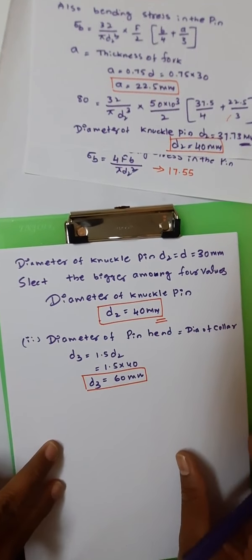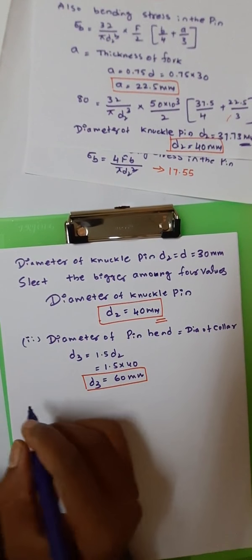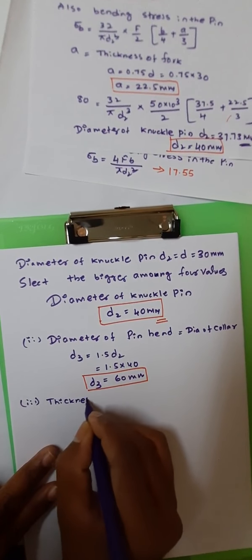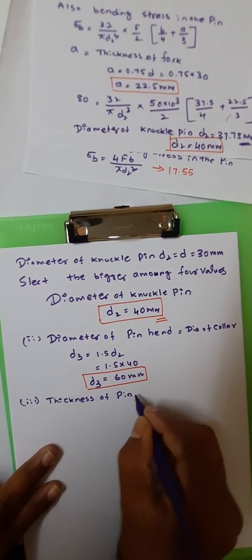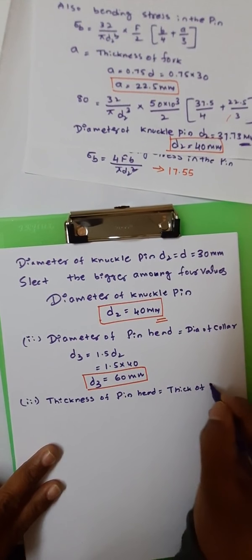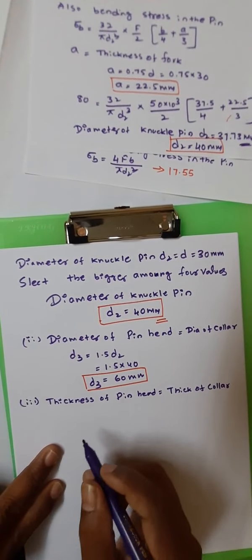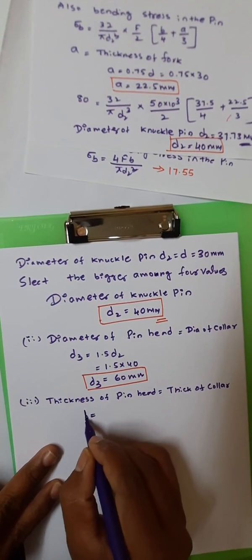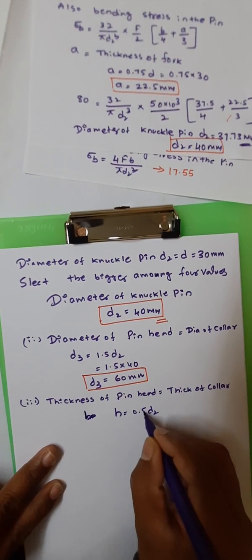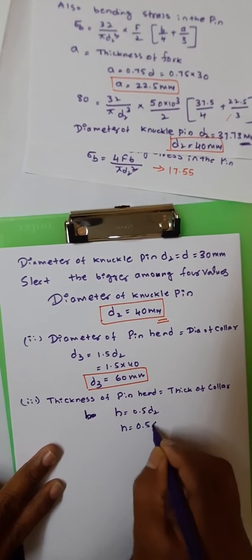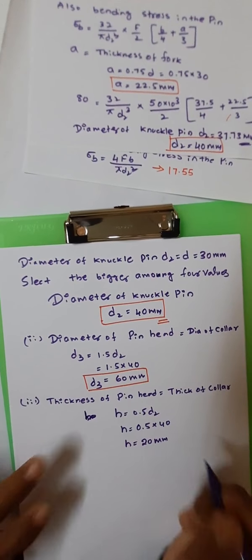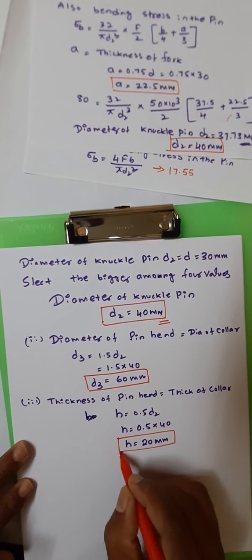Same way we need to simplify the thickness of the pin head. Thickness of pin head, which is also called as thickness of collar. We know that equation, h is equal to 0.5 times of d2. h is equal to 0.5 into 40, will get h is equal to 20 mm. That is the thickness of the pin head and collar.